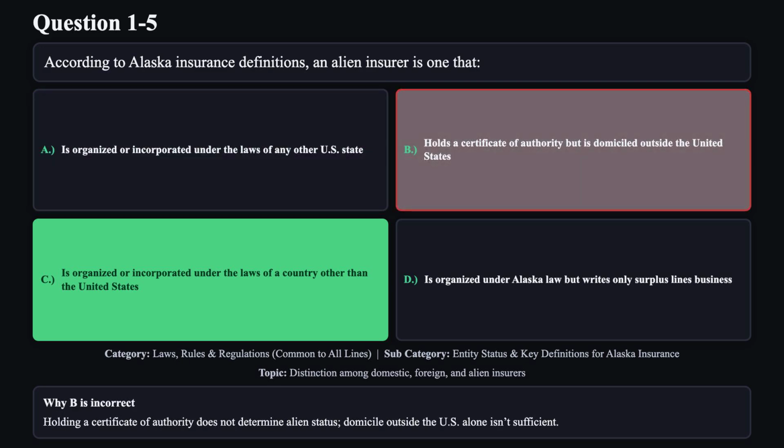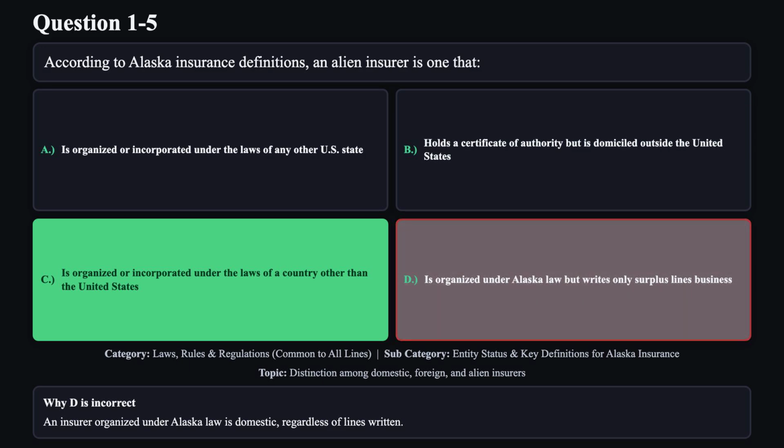Reason B is not correct. Holding a certificate of authority does not determine alien status. Domicile outside the U.S. alone isn't sufficient. Reason D is not correct. An insurer organized under Alaska law is domestic regardless of lines written.